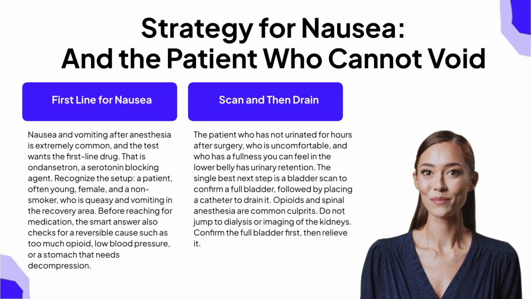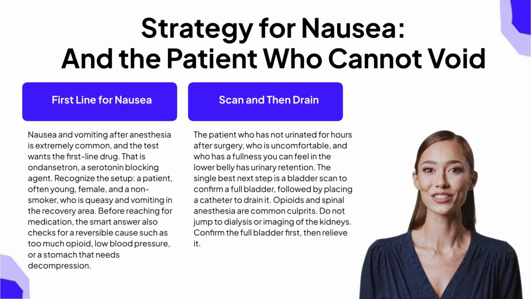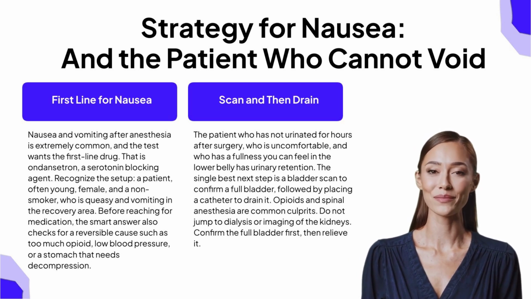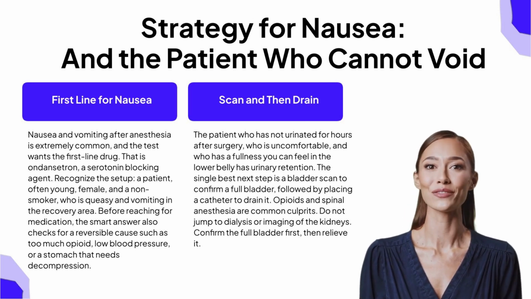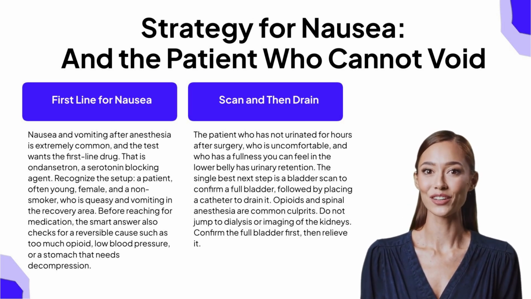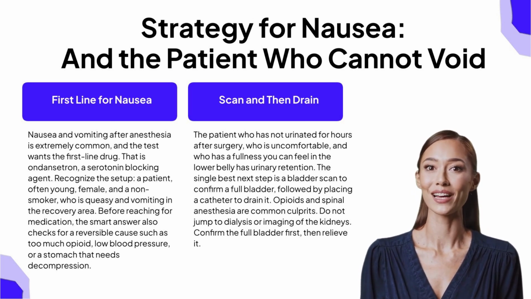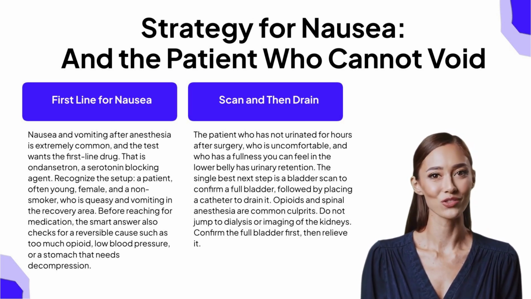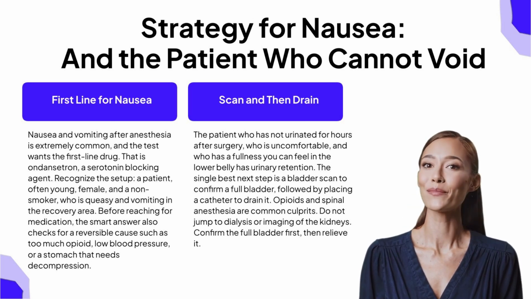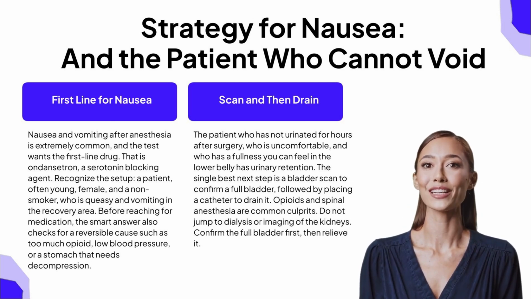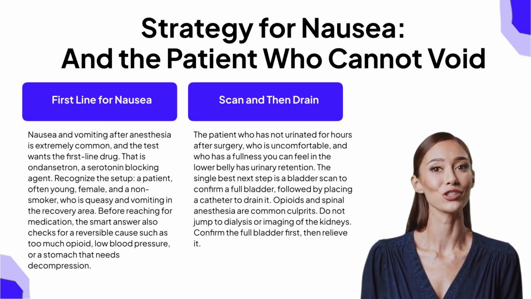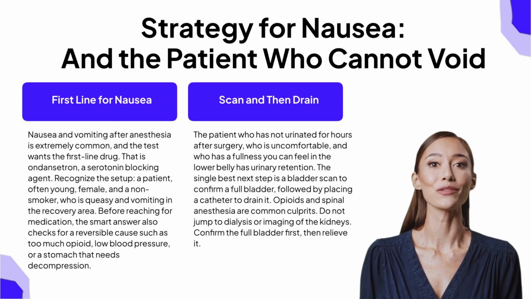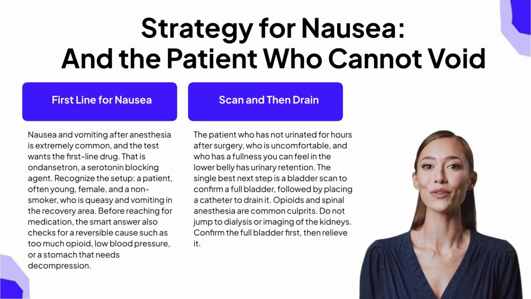Now we cover 2 more complications together because the test asks about them in the same predictable way. First is nausea and vomiting after anesthesia. This is extremely common, and the classic setup is a young, female, non-smoking patient who is queasy and vomiting in the recovery area. The first-line drug to know cold is Ondansetron, a serotonin-blocking agent. Before automatically medicating, the best answer also looks for a fixable cause, such as too much opioid, low blood pressure, or a stomach that needs a tube to decompress.